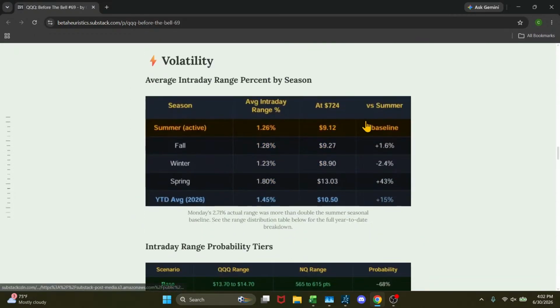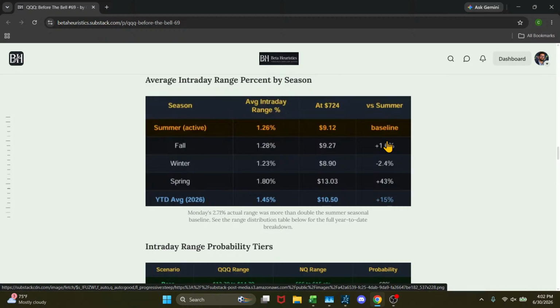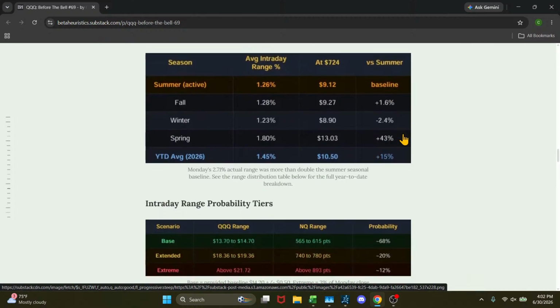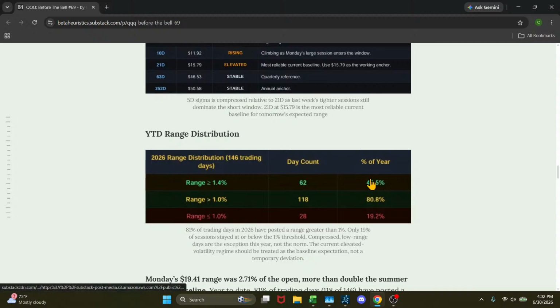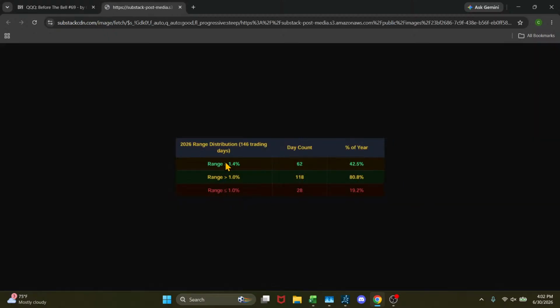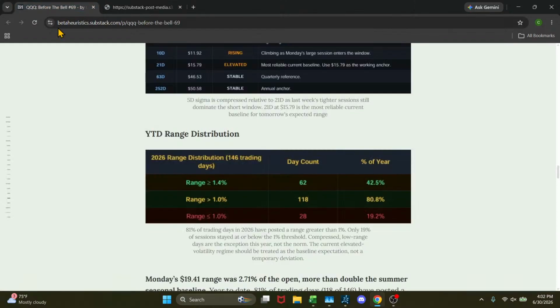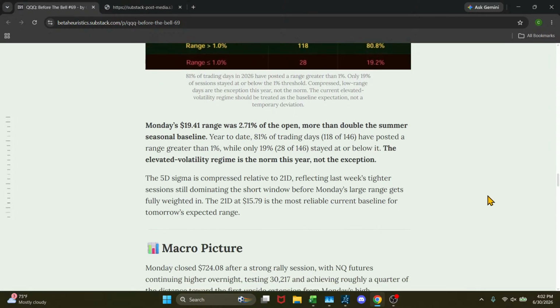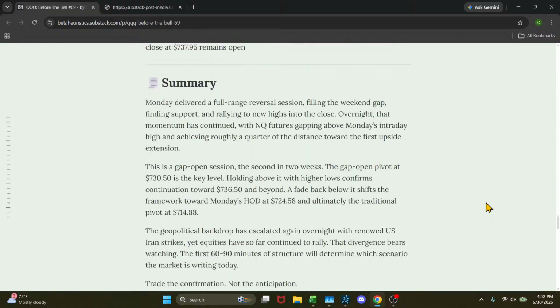The volatility section has grown pretty nicely with the amount of detail, just making sure it's clear that when you look at the entire year of 2026 so far, 80% of this year has had a range of 1% or greater. So when you understand those statistics, it can help you in your estimation of range and try to capture the full range of a trending move. So that's the whole point of issuing this QQQ before the bell report, is to help traders as much as possible, give the macro picture.